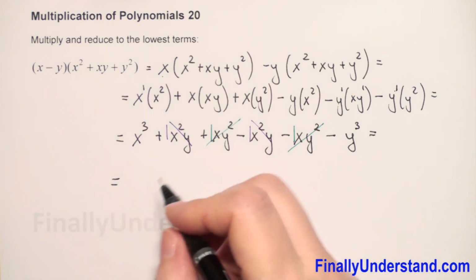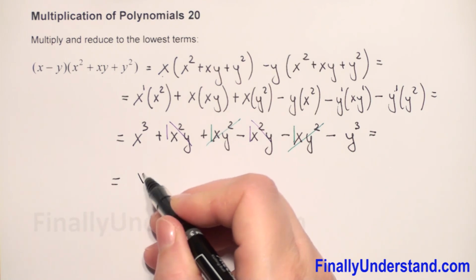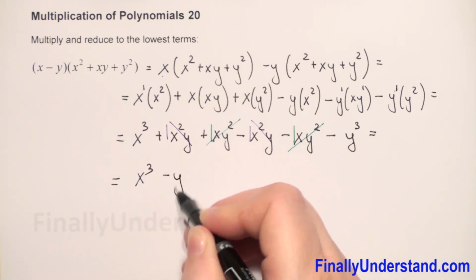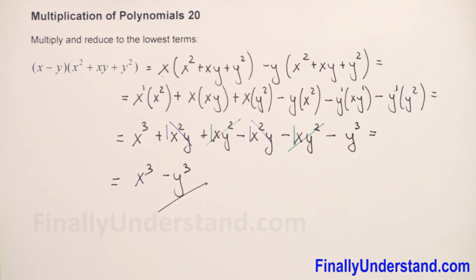And now we can rewrite whatever is left, so we have x cubed minus y cubed. This is my solution. This is the formula for the difference of two perfect cubes.